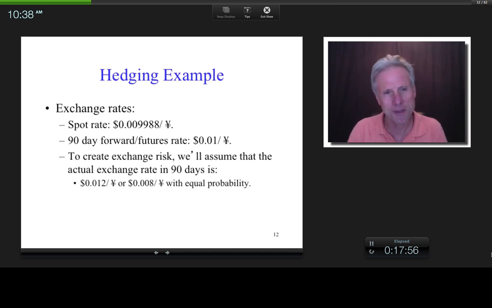That's the unexpected part. Okay, the market's expecting $0.01 per yen, but maybe the yen unexpectedly, what with this number here? Is the yen unexpectedly appreciating or depreciating? If the yen is expected to buy you $0.01, but in the end it actually buys you $0.012, has the yen unexpectedly appreciated or depreciated? Appreciated, right? Okay, so there's the example. And like I said, what we'll do is we'll go through a number of different alternatives.